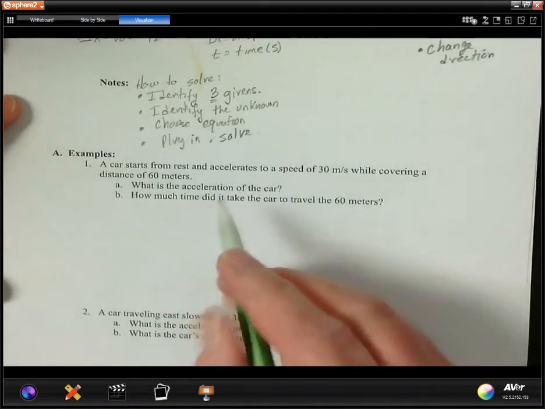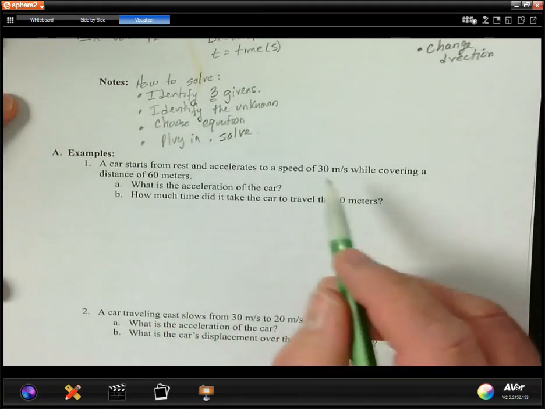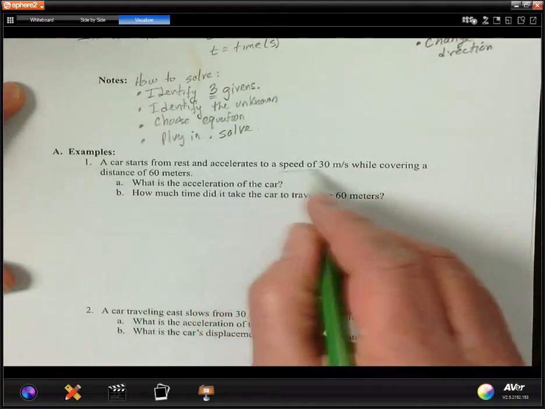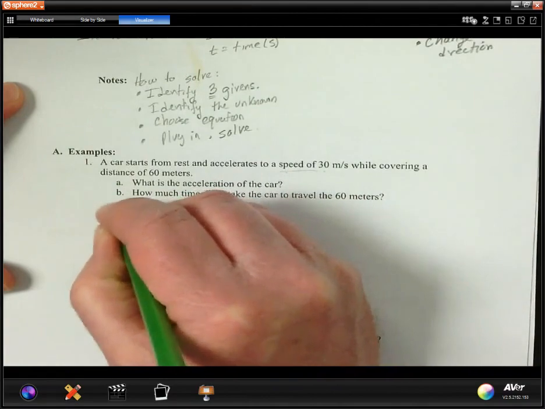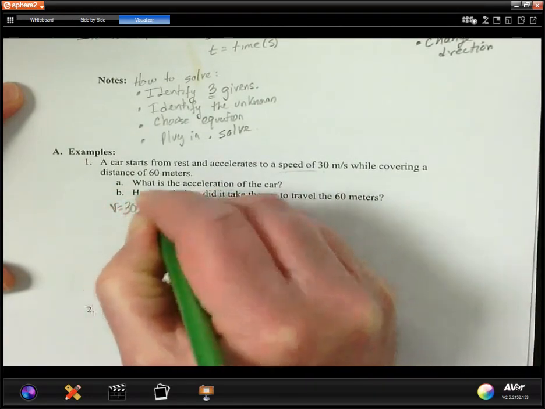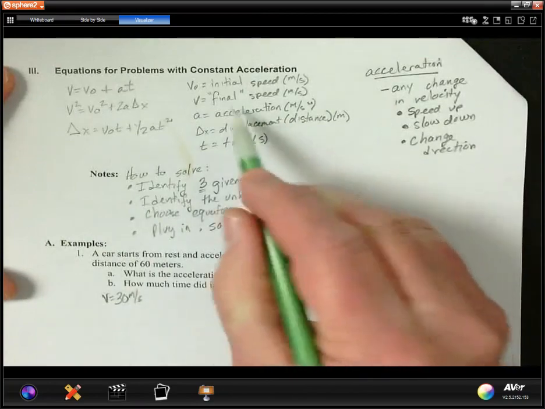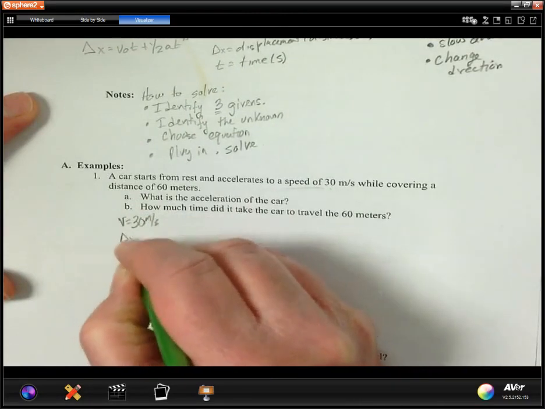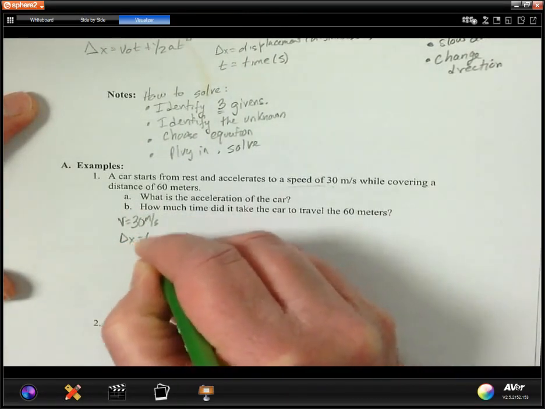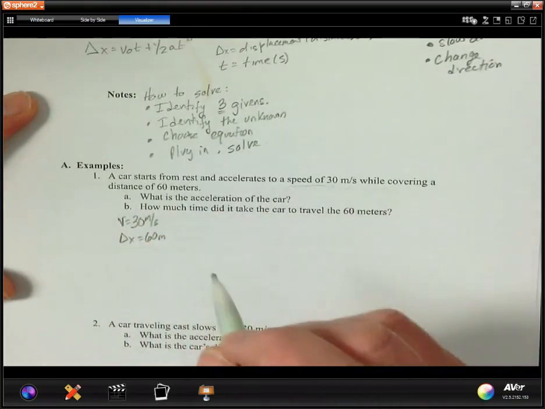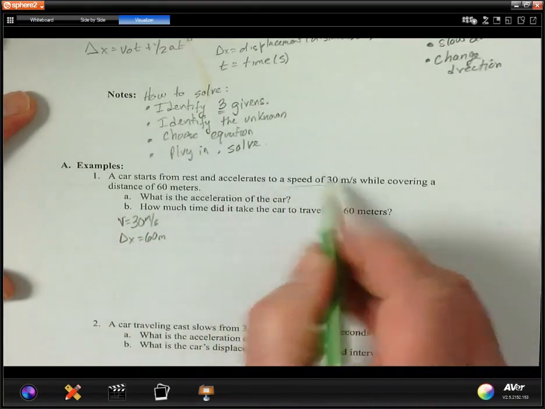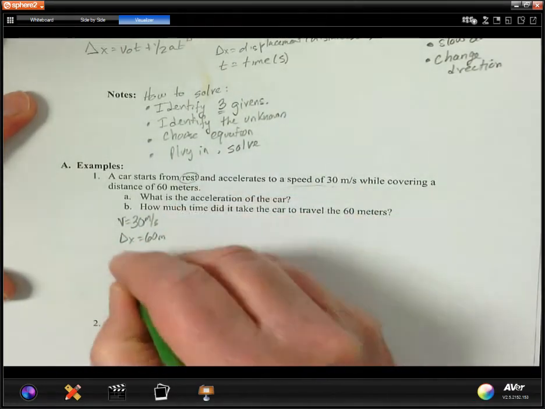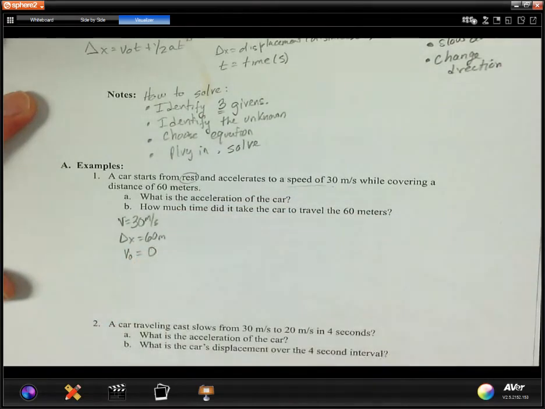All right. I have a car that's starting from rest, accelerates to a speed of 30, and covering a distance of 60. So anything that's a number is obviously a given. So I have a speed, and that's at the end of the problem, of 30. So v, we're going to say, is 30. Okay, because v stood for the final speed, the speed at the end of the problem. Distance is going to be our delta x. So that's going to be 60. And then I said we have to identify three, and there's only two numbers in here that are obvious. But this right here is telling me something. That means it starts with a velocity of 0. So my initial velocity is 0.